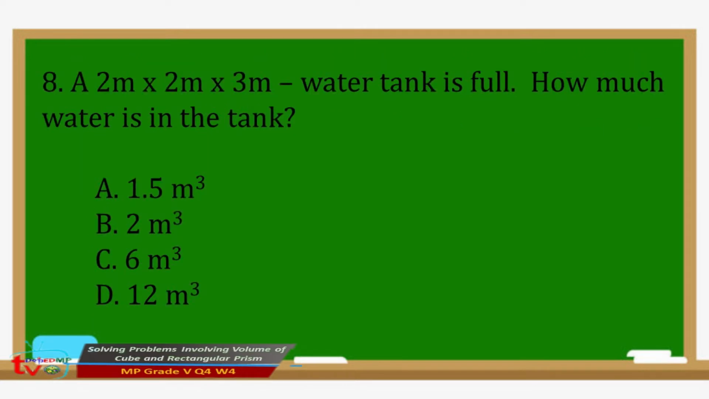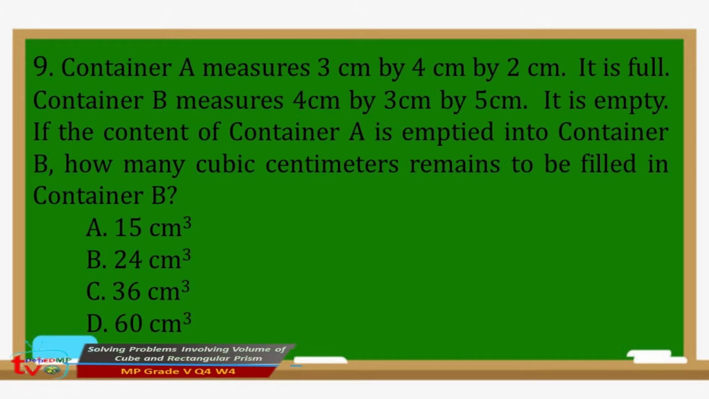Question number 8. A 2 meter by 2 meter by 3 meter water tank is full. How much water is in the tank? A. 1 5/10 cubic meter. B. 2 cubic meters. C. 6 cubic meters. And D. 12 cubic meters.